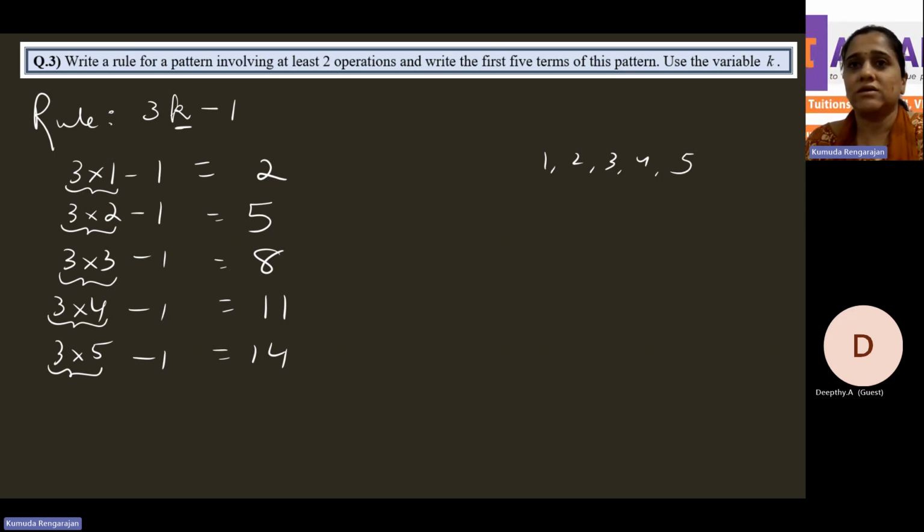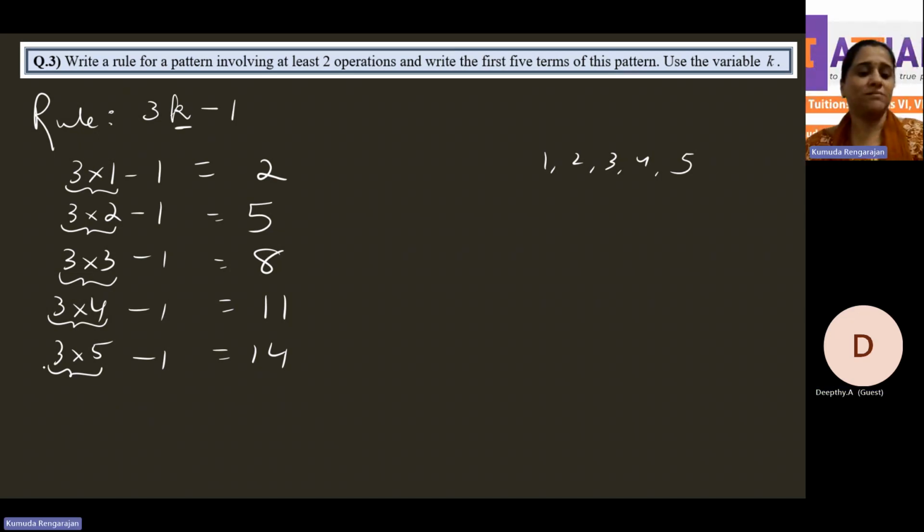3k minus 1. You have created a rule, right? And in your rule, you have 2 operations. What are the operations? Multiplication and subtraction. Okay, and you have written the first 5 terms. How? You should take case 1, case 2, case 3, case 4, case 5. And when you calculate, you will get the first 5 terms.